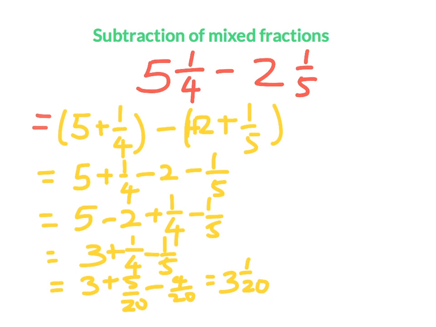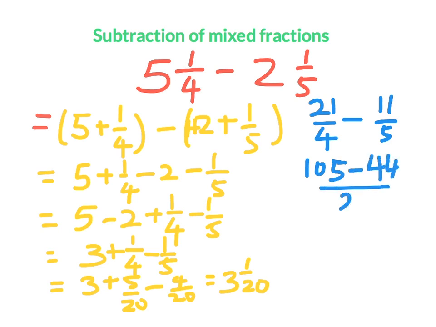If we convert 5 1 over 4 to an improper fraction, it becomes 21 over 4, because 4 times 5 is 20, 20 plus 1 is 21. And then 5 times 2 is 10, 10 plus 1 is 11 over 5. So we want to make them have the same denominator, thereby making them like fractions. So we multiply by the opposite denominator. So 21 times 5 is going to be 105. 11 times 4 is going to be 44, divided by 20.